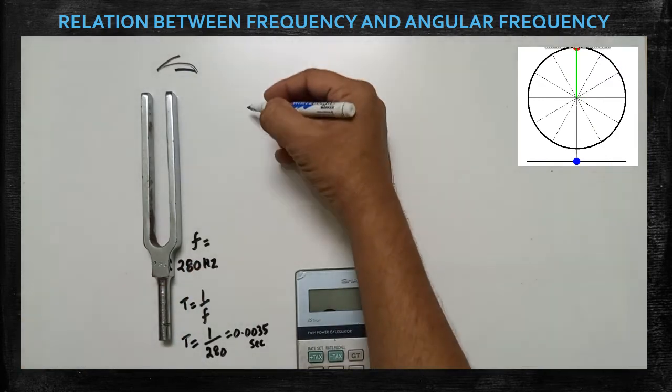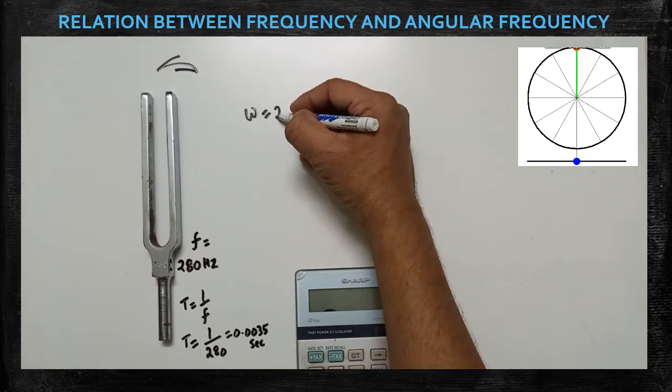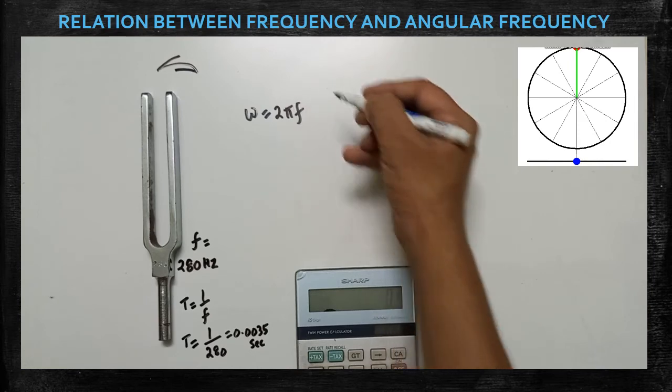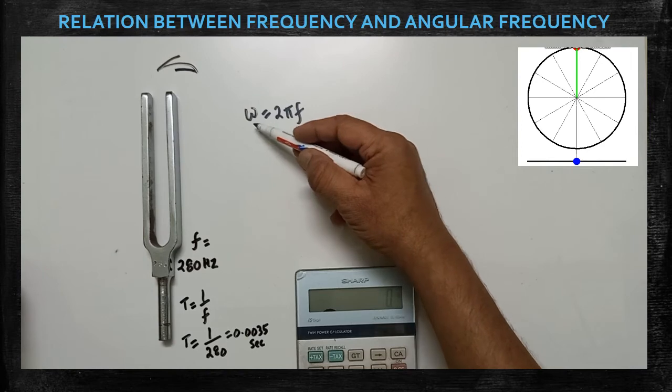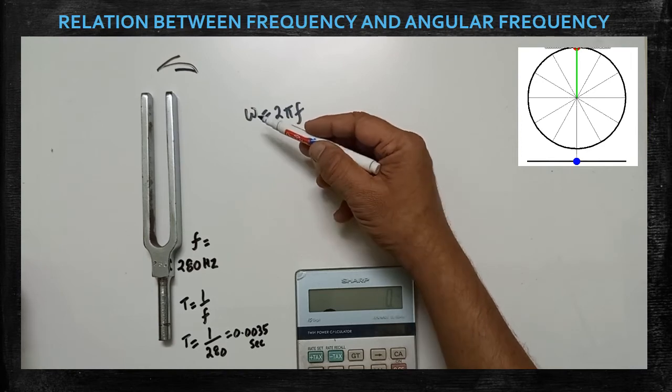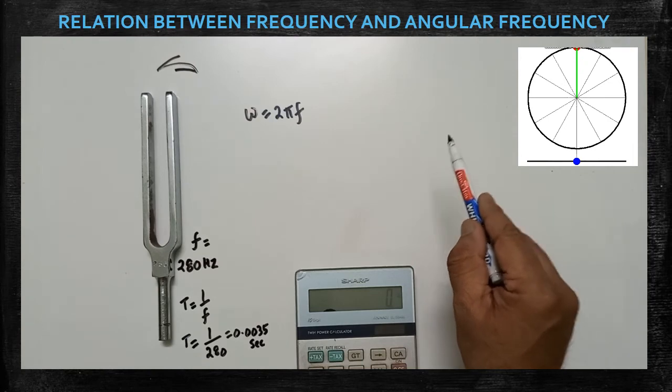So what is the relationship? Omega, this is called angular frequency. Omega is equal to 2 pi f. So this is the formula. By knowing the value of linear frequency, we are able to calculate the angular frequency. Look at the diagram here. Look at the animation here.